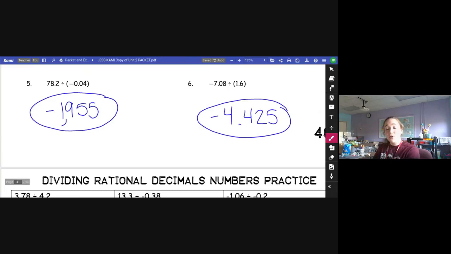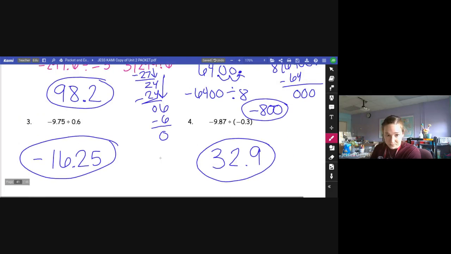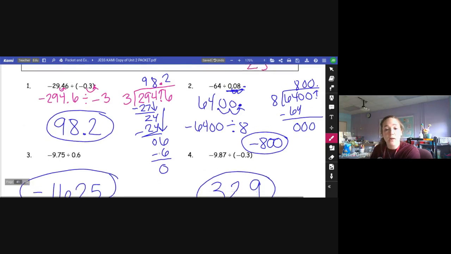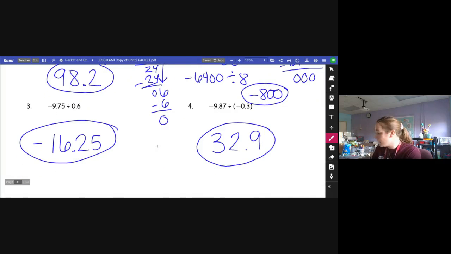But again, if you don't have your calculator, you are going to be doing it the long way. So that's why we went over a few the long way. But moving forward, we are going to be using our calculator for these. So tomorrow when you get back to class, we'll do a bunch of practice.